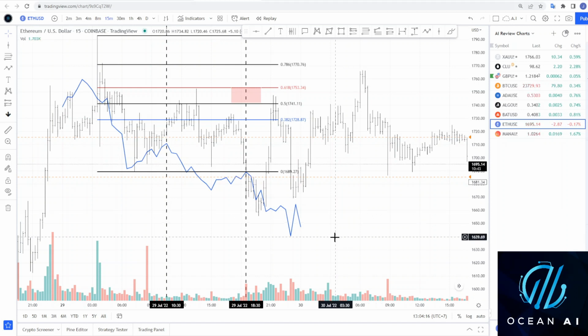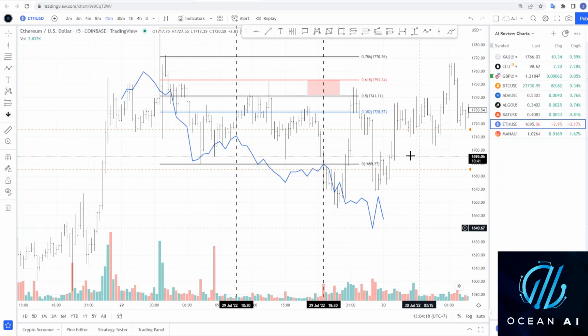So the Ethereum here. Okay, we're expecting a high into this point. Didn't quite come up enough. So originally looking for some sort of move into, well, this one into here, then down and then up into here to sell.